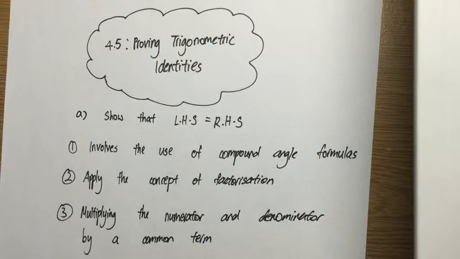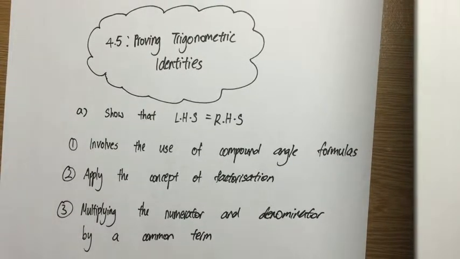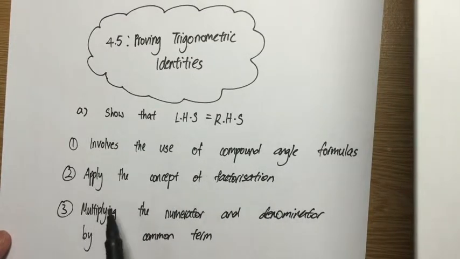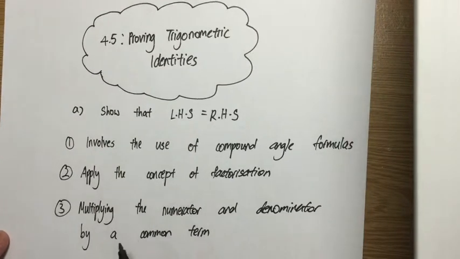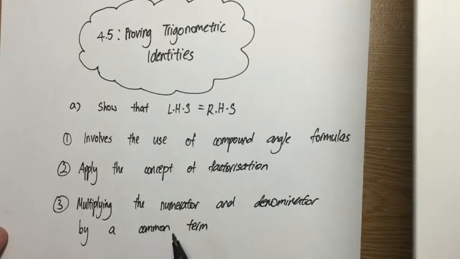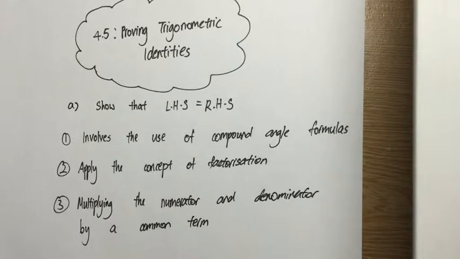The main types of questions that we will encounter are questions which involve the use of compound angle formulas. Secondly, there will also be questions which require us to apply the concept of factorization. Thirdly, there will be questions which require us to multiply the numerator and denominator by a common term. Of course, with proving trigonometric identities, we actually have to use all the concepts from chapter 4.1 until 4.4.